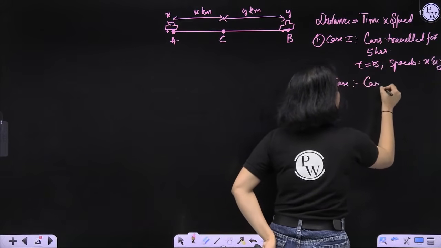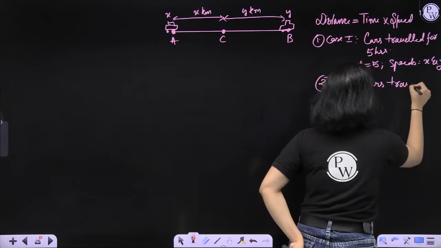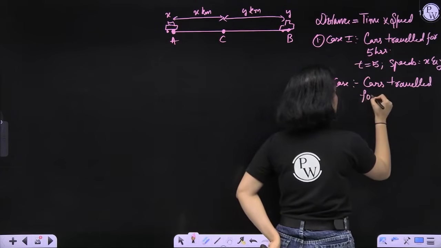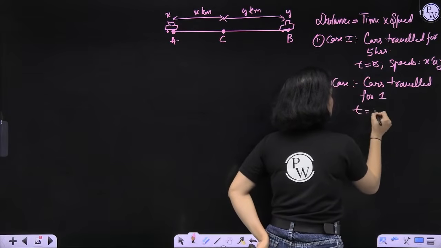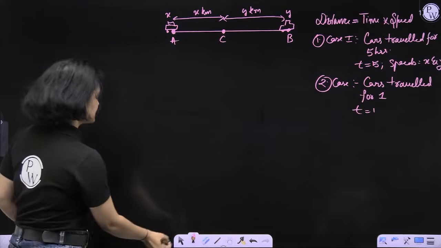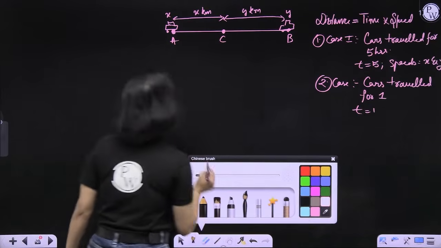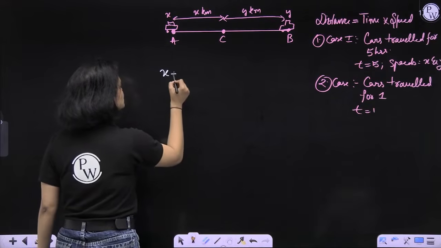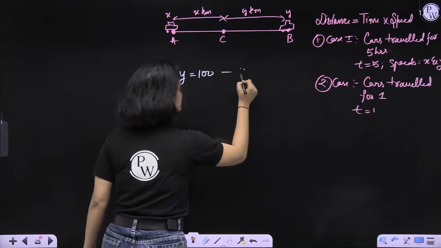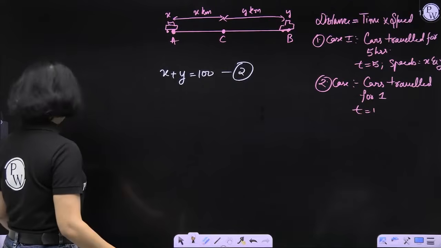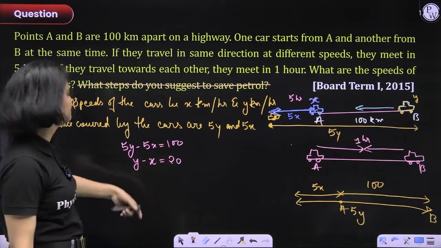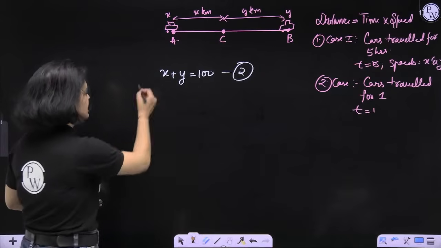Case 2, cars traveled for 1 hour. Both the cars traveled for 1 hour. So time was 1. Speeds you already knew, different. So what is the second equation that will be formed, everyone? The second equation formed would be x plus y is equal to 100. This is equation number 2. I hope you understood this. So we have two equations now: y minus x is equal to 20 and x plus y is equal to 100.